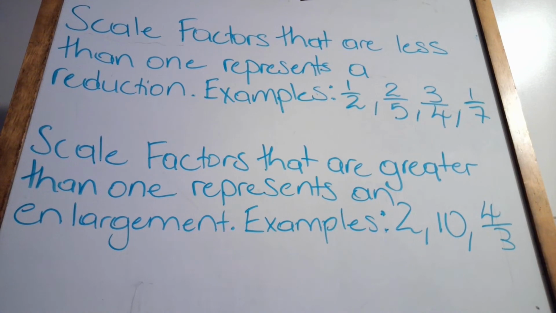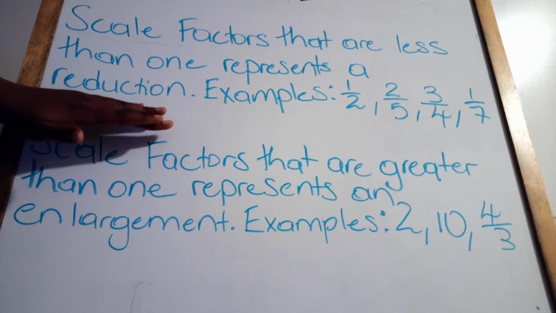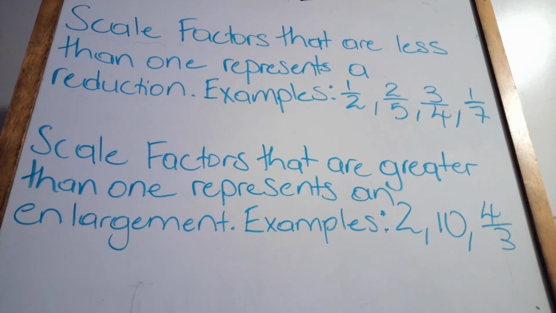Alright, so scale factors that are less than 1 represent a reduction. Meaning if they're a fraction where the numerator is smaller than the denominator, we know that's a reduction, meaning that the new object, or the image that will be produced, will be smaller than the original object.